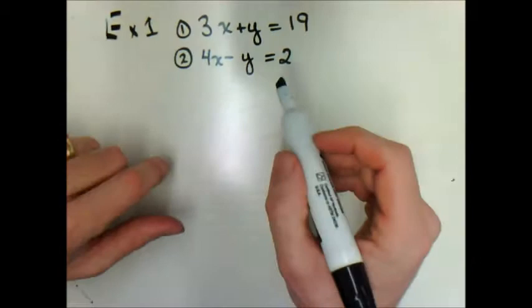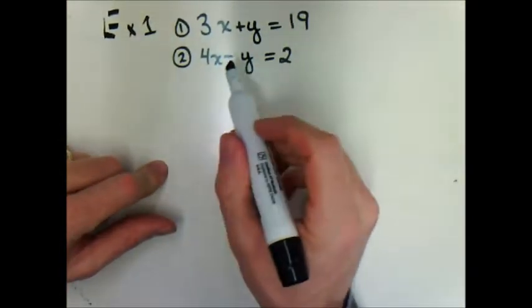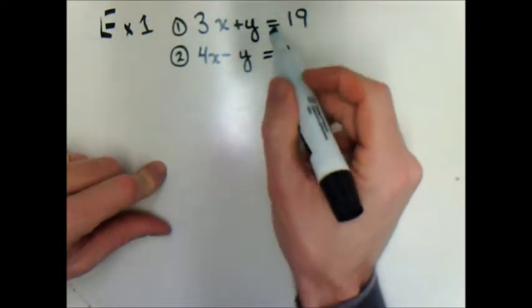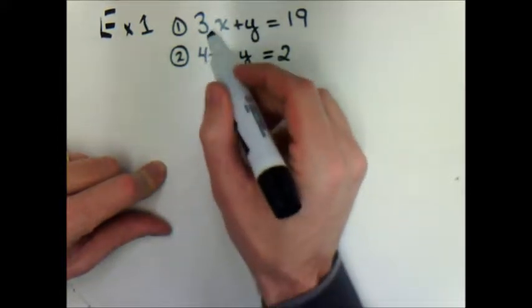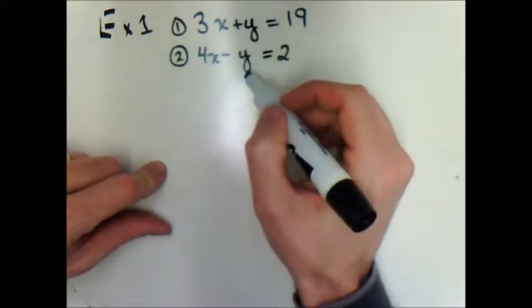Now, when I look at this equation, I want to make sure that my equal signs are lined up. And if I can, that my x's are lined up and my y's are lined up.